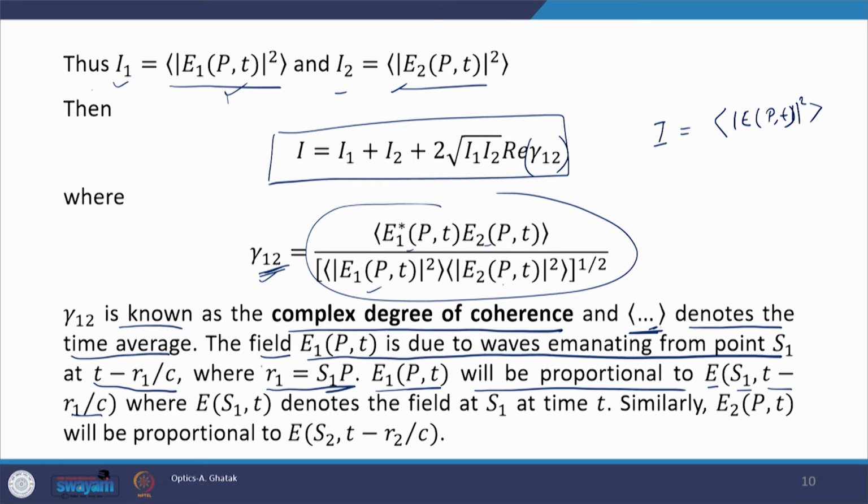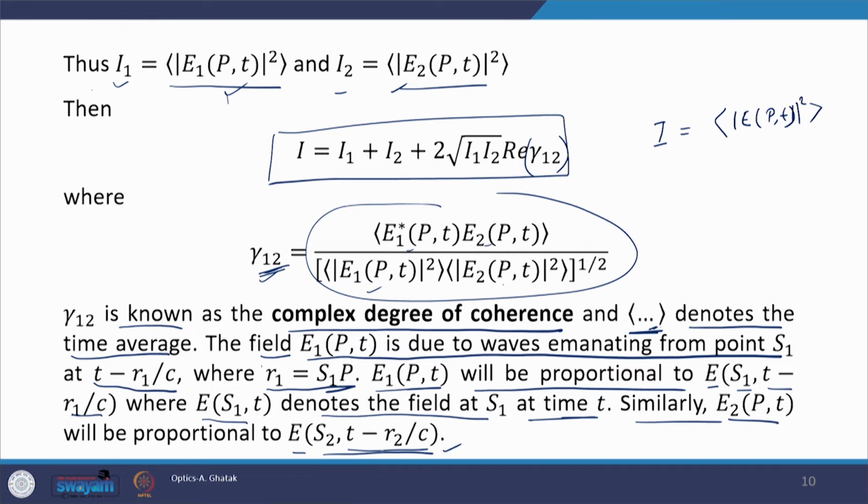And E is the field at point P. Therefore, this field component would be proportional to the field at the source S1 at some earlier time. And what is that earlier time? The earlier time is t minus r1 by c, where E1(t) denotes the field at S1 at time t. Similarly, E2(t) would be proportional to E(S2, t - r2/c). E2 is the field contribution at P due to source S2, so the earlier time for this field would be t minus r2 by c.